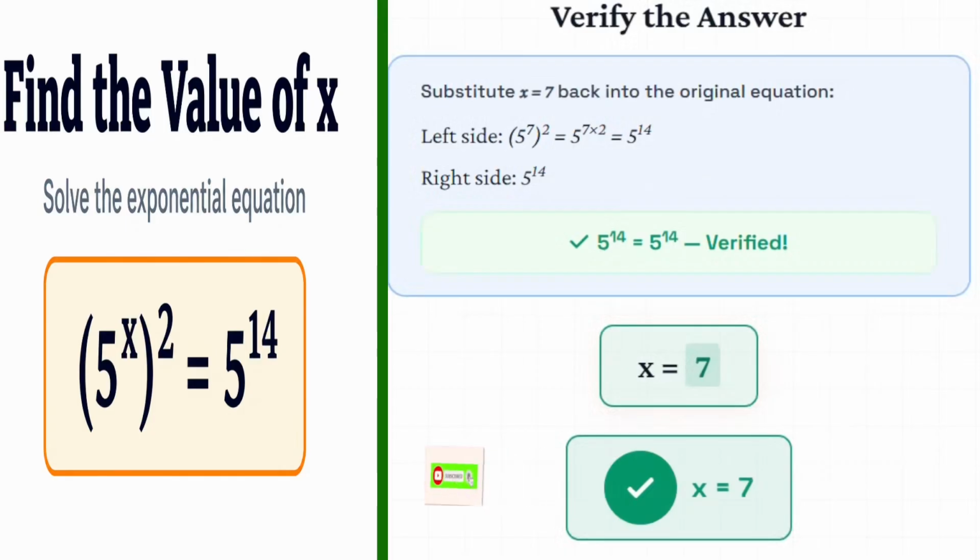Step 7. Verify the answer. Substitute x = 7 back into the original equation. The left side becomes (5^7)^2. By the power of a power rule, this equals 5^(7×2), which is 5^14. The right side is also 5^14. Both sides match, so the solution is confirmed. x equals 7.